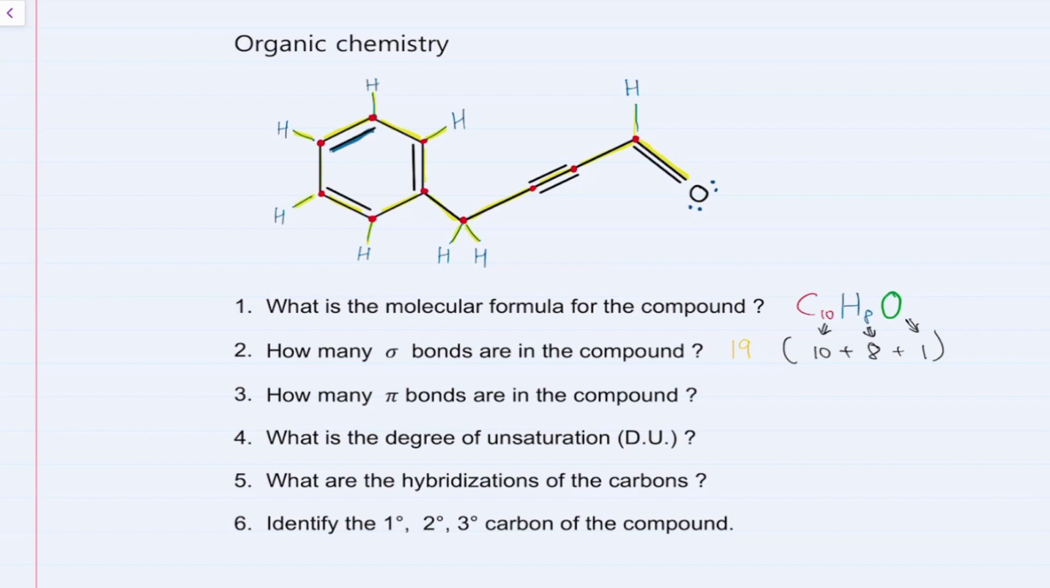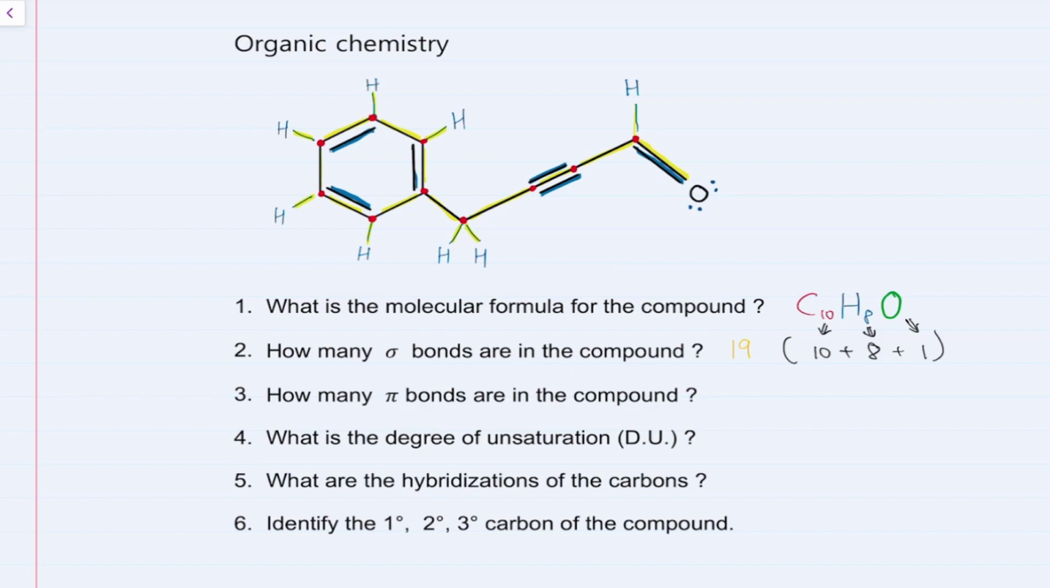We have 1, 2, 3, 4, 5, 6 pi bonds in total. For the degree of unsaturation, 1 degree of unsaturation is equivalent to 1 ring structure or 1 double bond. Also, 2 degrees of unsaturation is the same as 1 triple bond, 1 ring and 1 double bond, or 2 rings, or 2 double bonds.